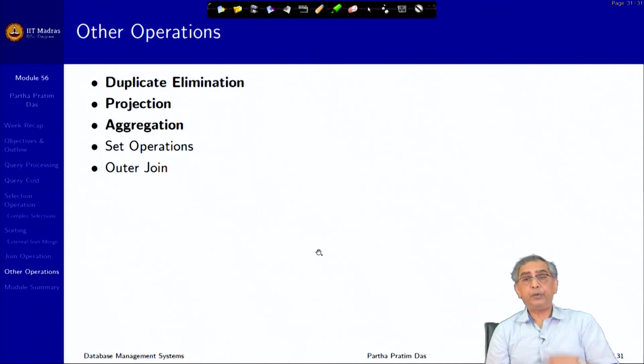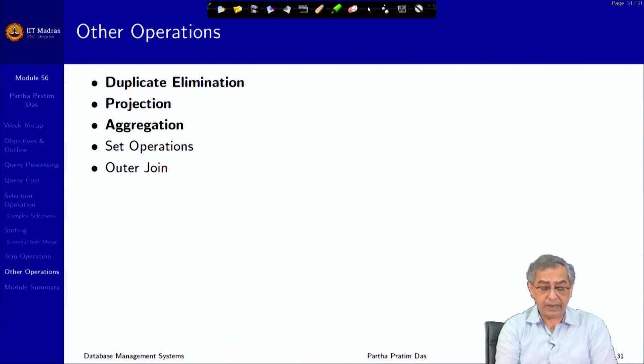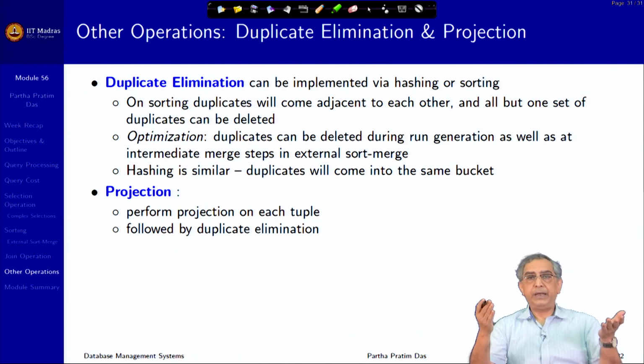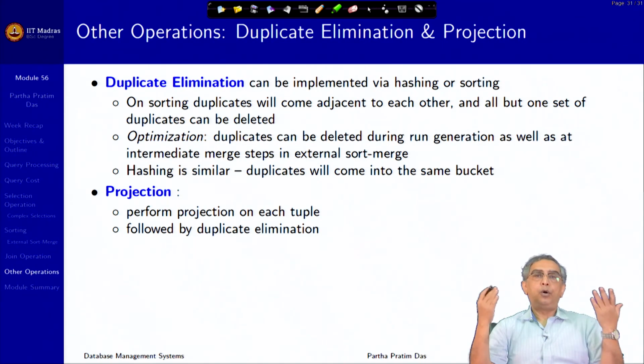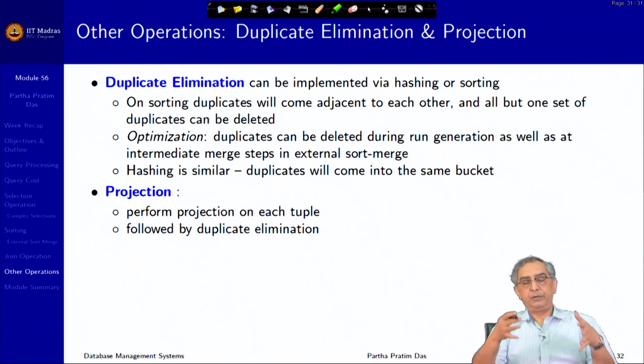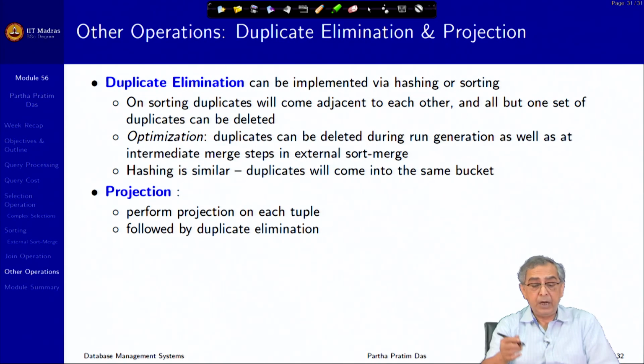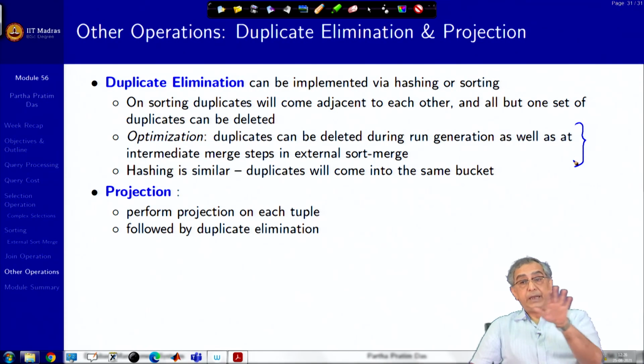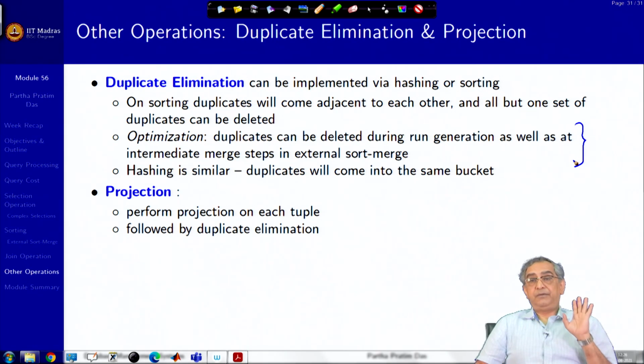There are several other operations, for example, duplicate elimination, projection, aggregation and so on. So, how do you eliminate duplicates? The way is to either do sorting. If you do sorting, then the duplicates will come adjacent to each other and you can just keep one and remove the rest, or you can do hashing where they will go to the same bucket, keep one and remove the rest. But the optimization that you can do is in sorting, as we have seen, you are doing an external sort merge, right, typically. So, when you are merging, you can get to see the duplicates. So, drop them right there in the intermediate stage itself, right.